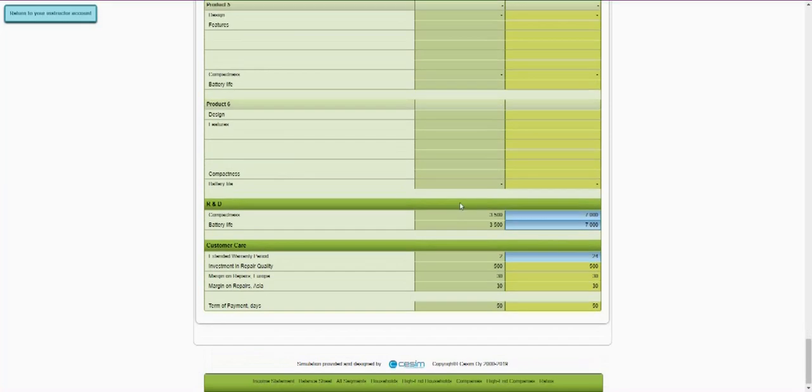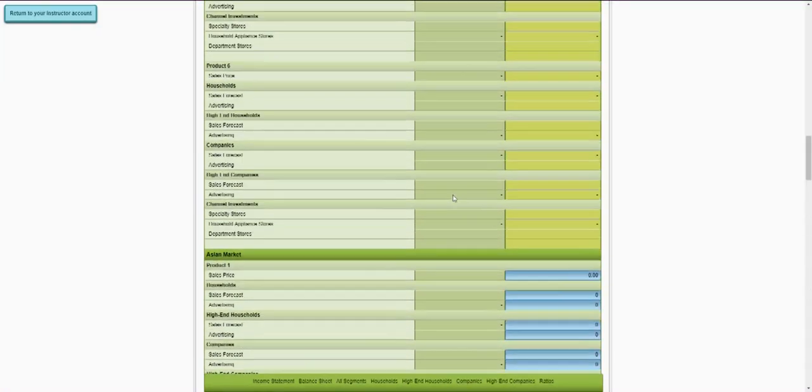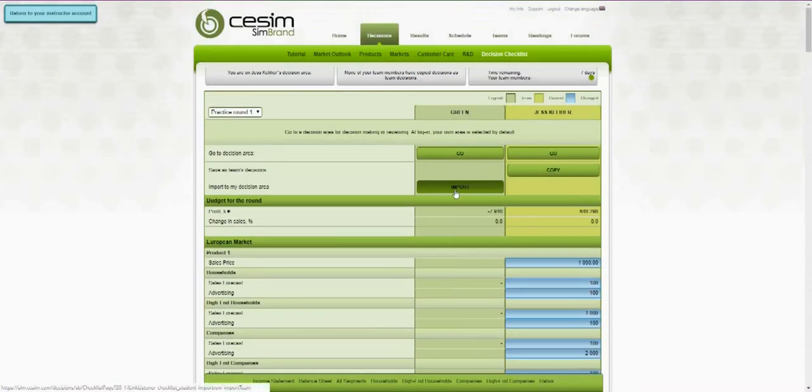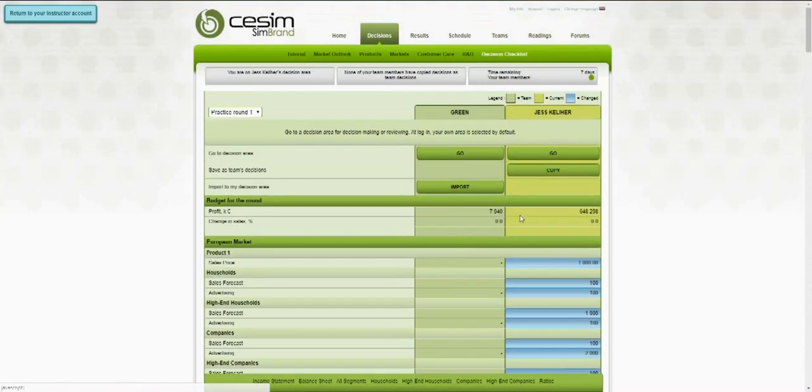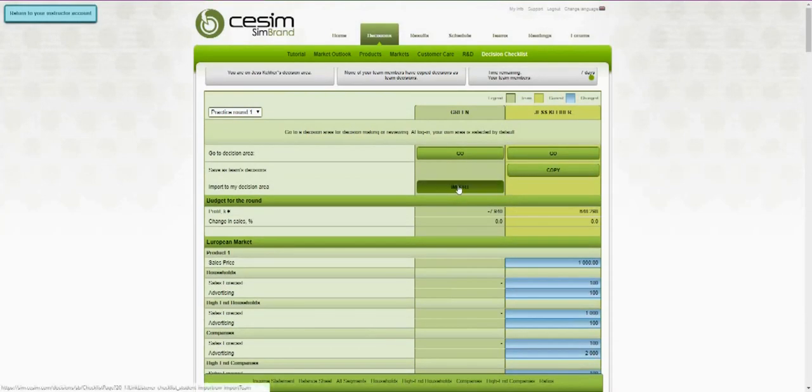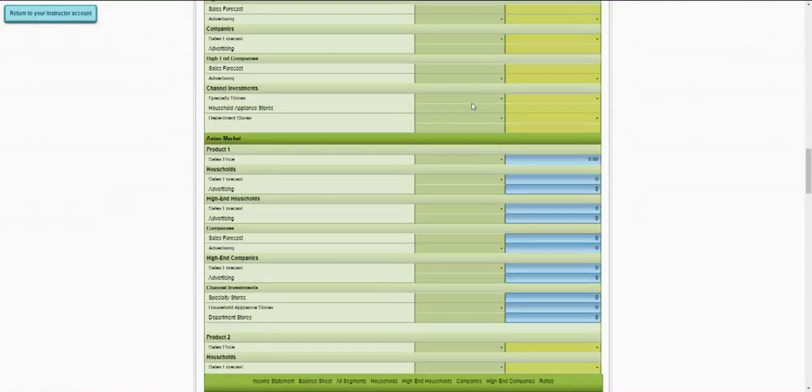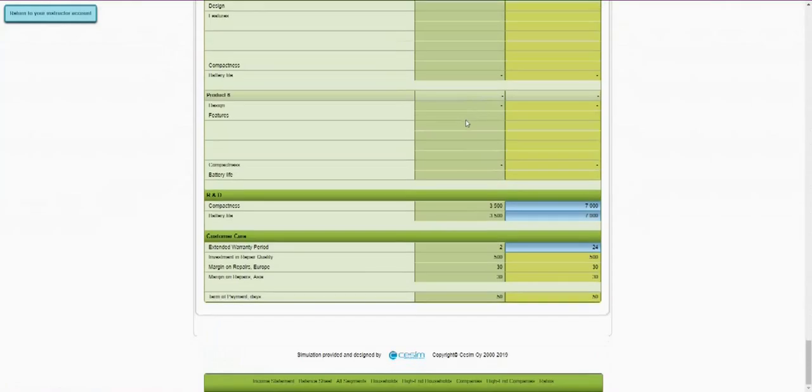You can think about the customer care. So this is a decision checklist that you need to go through, and I'd recommend that you always import your decisions. Once you're happy with that, you check all of your decisions that you're happy with those.